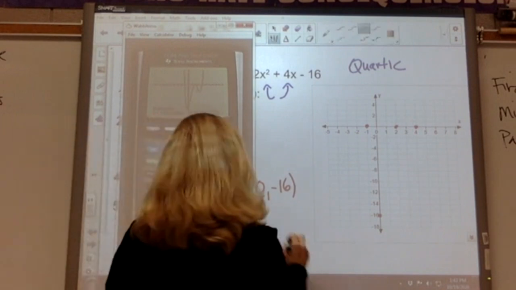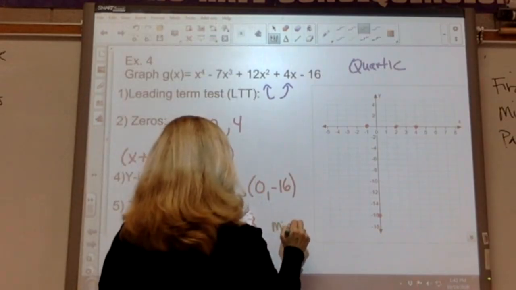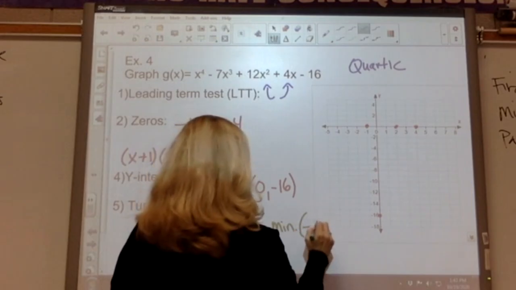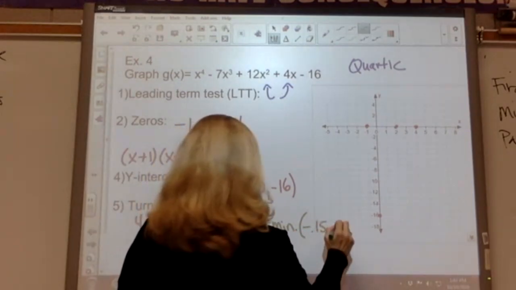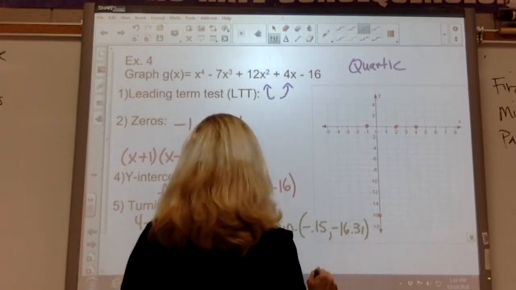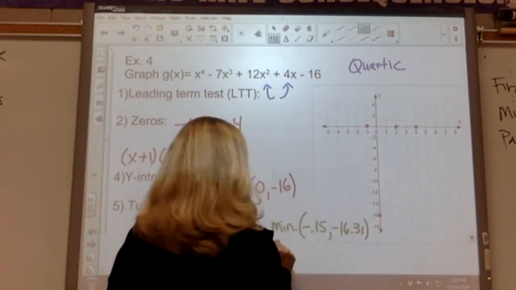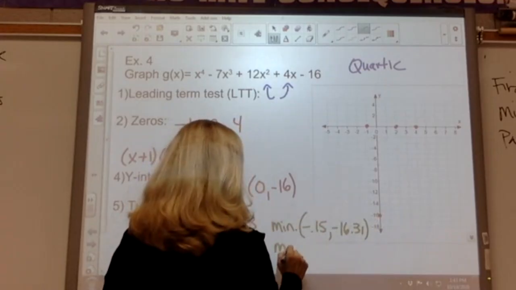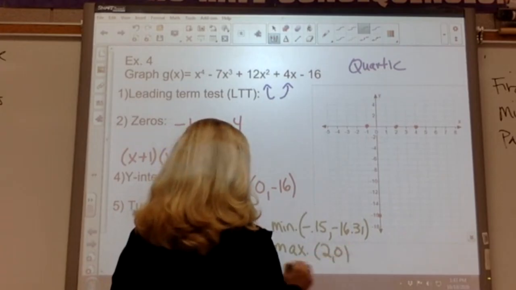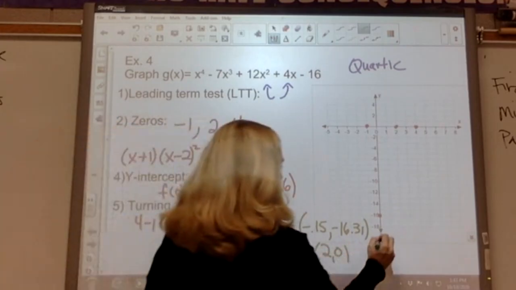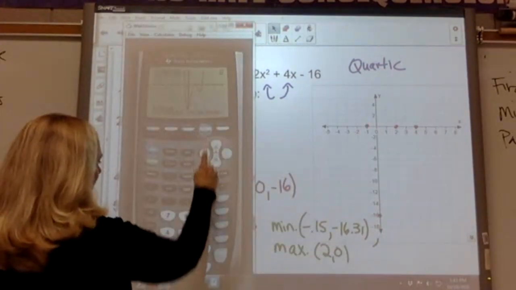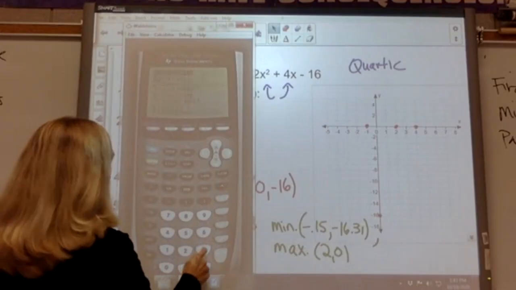So the minimum is -0.15, comma, -16.31. I know that the maximum was right on 2 as a turning point. So the maximum is 2, 0. And now I'm going to find the other minimum. On the calculator, second trace, number 3 is minimum.